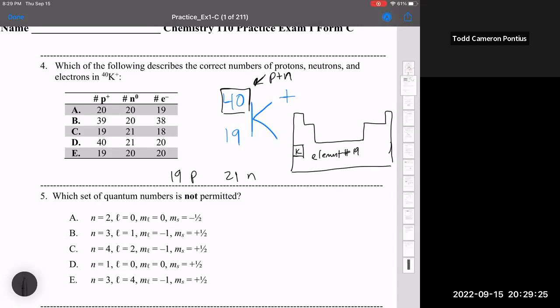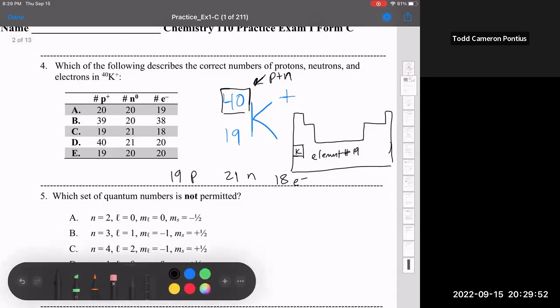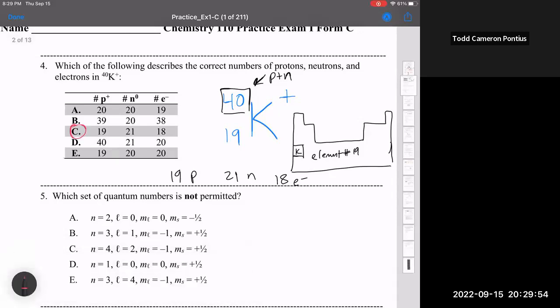And then finally, if it's a cation, positive, is it going to have more or fewer electrons than protons? Fewer. The protons are going to outnumber the electrons. In this case, since the charge is positive 1, that means we're going to have 1 fewer electron than protons, so 18 electrons. So 19, 21, and 18, which means our answer is C.